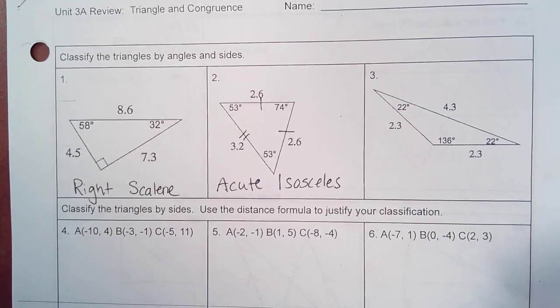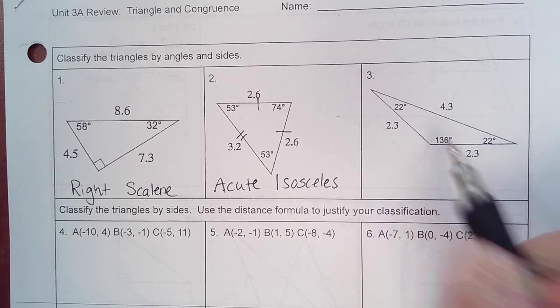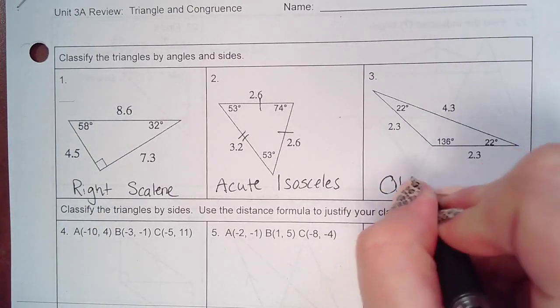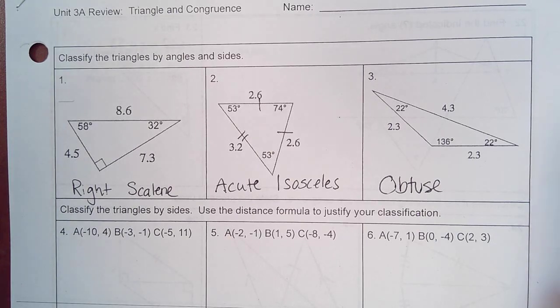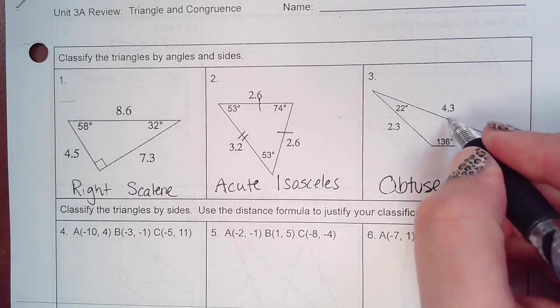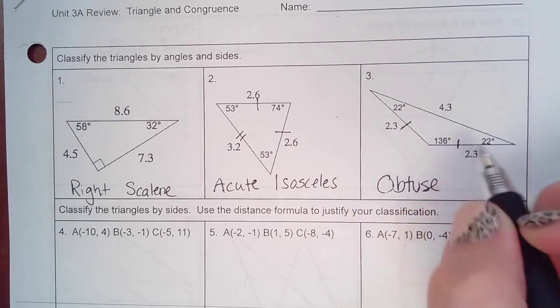Number 3, 22, 22, and a 136. I'll call this one obtuse. One of the angles is over 90. Then we have a 4.3, 2.3, and a 2.3, so these two are the same, so isosceles.